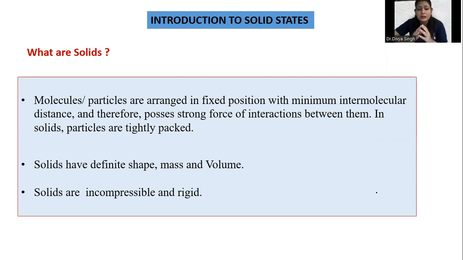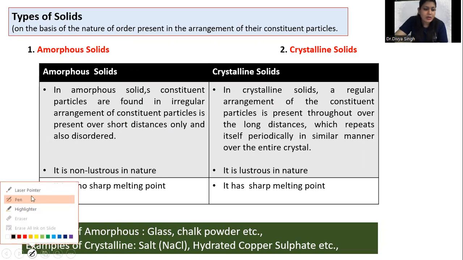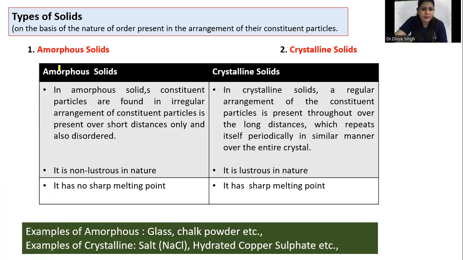of particles and molecules, which are arranged in a definite position from one another and held together by strong forces of attraction, and the order in which they are arranged, they are classified into two types. So we can see solids are classified into two types: amorphous solid and crystalline solid. There are two types of solid on the basis of the nature of order present in the arrangement of their constituent particles. First one is amorphous solid, and here the crystalline solid.